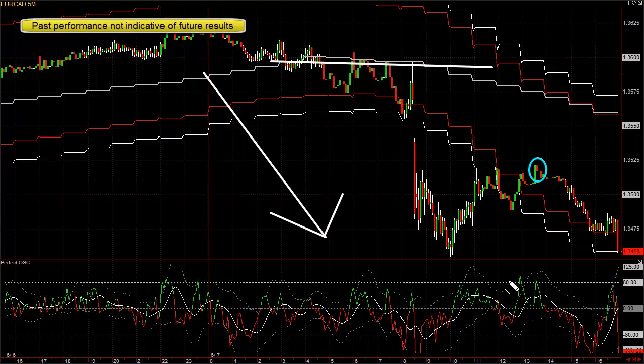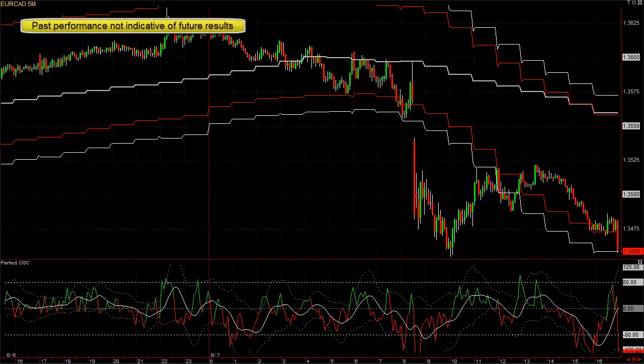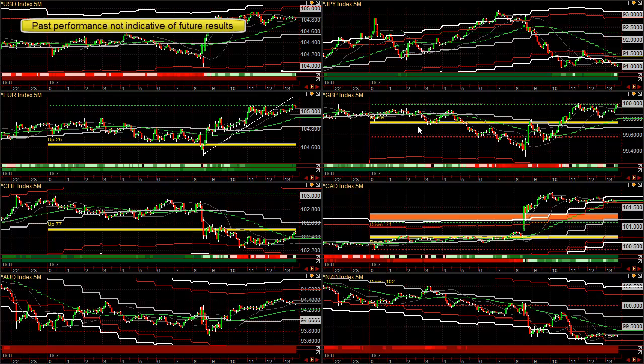It also happens that our perfect oscillator is at the extreme overbought condition. Anytime you get a trend down and it gets up to the 80 level, and or it gets to or above our upper Bollinger Band on our perfect oscillator, it's very high probability reversal. And you can see the price then goes down 75 pips. Now you're not always going to get 75 pips like this, but like I said, very high probability predictive way of trading.